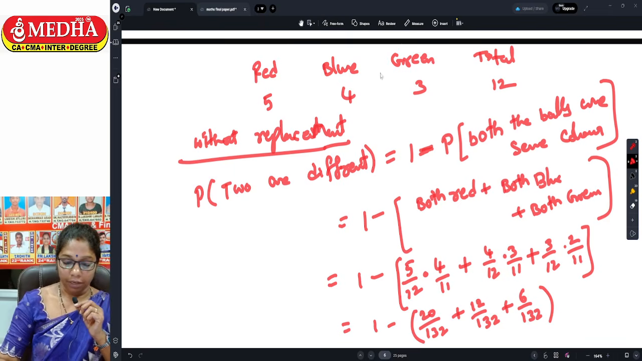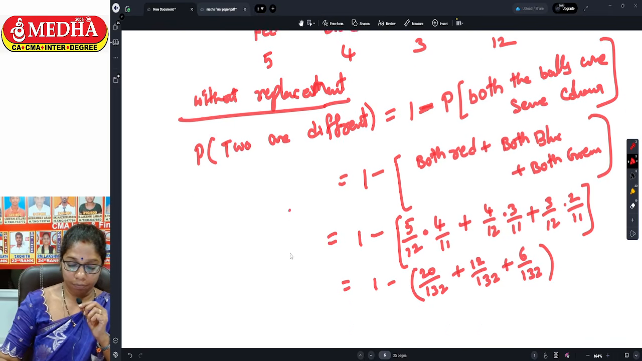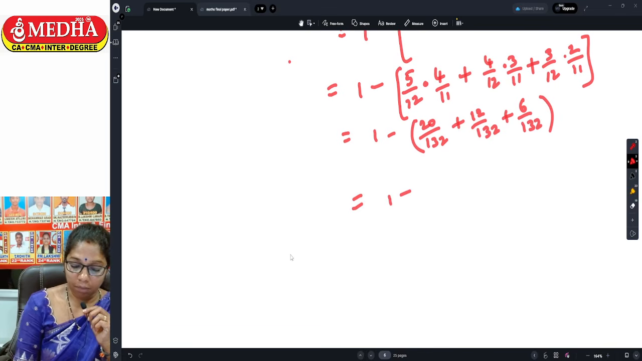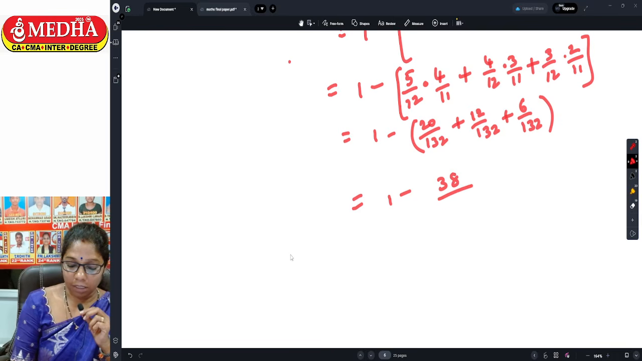So finally it is 1 minus 38/132, that is 1 minus 19/66. Finally it is 47/66 is the solution.